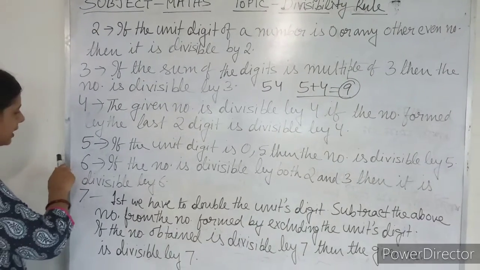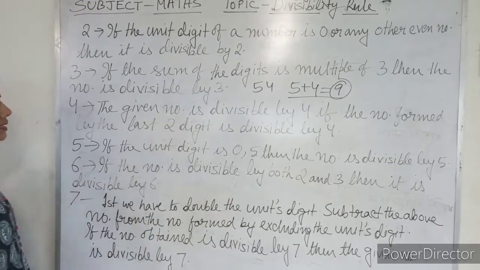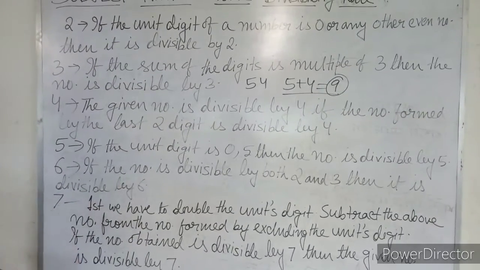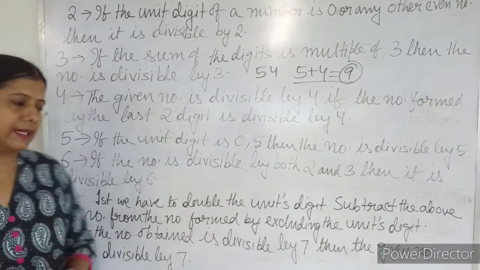Next is the divisibility rule of 5. This is also the easiest one, like 2 and 10. If the unit digit is 0 or 5, any one of them, then the number is divisible by 5. I am not going to explain in detail.